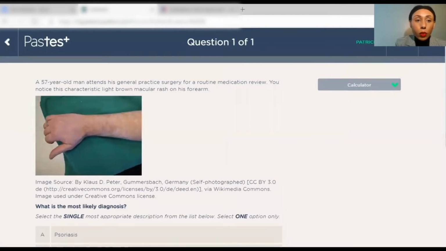Okay, so our next question. A 57-year-old man attends his general practice surgery for a routine medication review. You notice this characteristic light brown macular rash on his forearm. So they have given you a lot anyway, if they're saying characteristic and they're describing it.